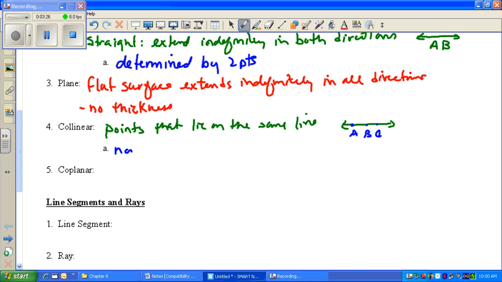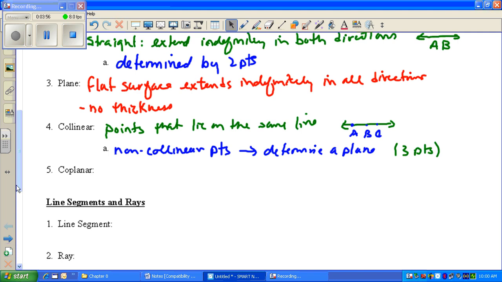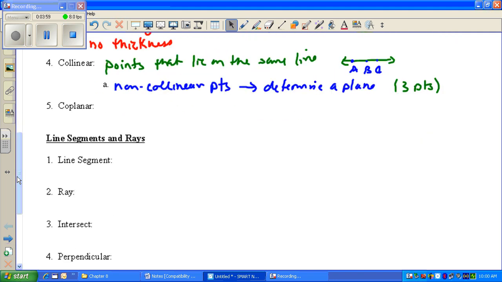Now if we have non-collinear points, they are going to determine a plane. So if I have 3 points that aren't on a line, they're called non-collinear, and we need 3 of those points, and those 3 points will determine a plane. And then we have something called coplanar, and this is when we have 2 or more points that lie in the same plane.